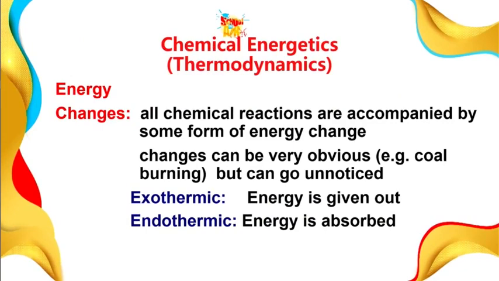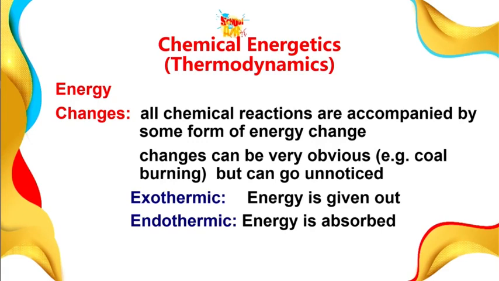Now, energy changes in all chemical reactions. All chemical reactions are accompanied by some form of energy change. Energy changes always accompany chemical reactions, as far as chemistry is concerned. Now, changes can be obvious. You can see some changes, especially burning, combustion, which is visible. Then some are not that visible. You may not notice that there are energy changes involved. An example of changes that can be obvious is coal burning. Then we have some that can go unnoticed among the common reactions we have in chemistry.